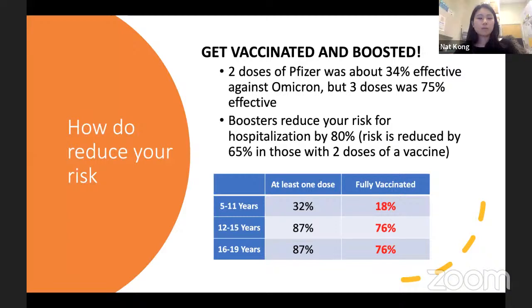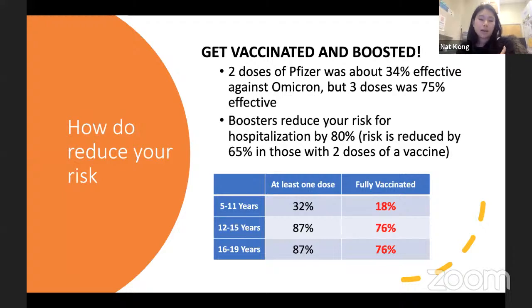Now, how can we all further reduce our risk of getting COVID, getting Omicron? First and foremost, get vaccinated or get boosted, right? Studies have shown that 2 doses of the Pfizer vaccine was about 34% effective against Omicron, but getting that 3rd booster dose up that number to 75% efficacy. We also see that boosters can reduce your risk for hospitalization by 80%. All right, when you have a booster, you reduce your risk for hospitalization by 80%. But if you only have the 2 doses, you're reducing it by 65%.